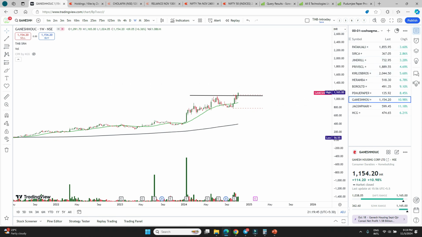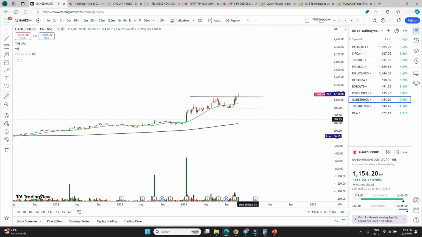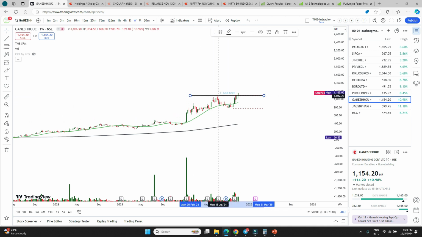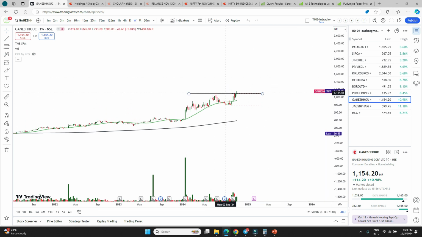So I selected by doing all these things. Let me take Ganesh Housing. Once I select the stock, normally I don't discuss all these details, because the video length is going to become big. Now the stock has the breakout, right? It is breaking the previous high, so that means it has momentum. This is the first criterion.